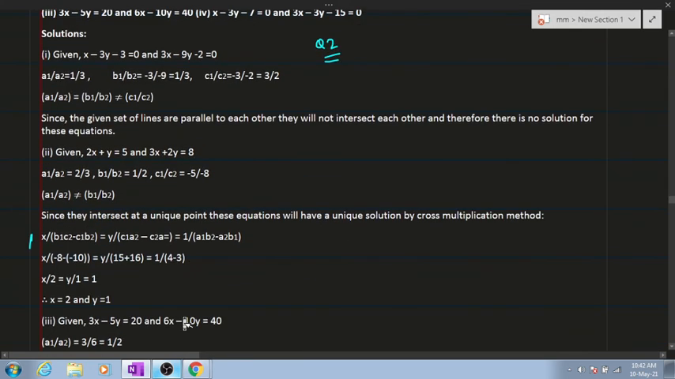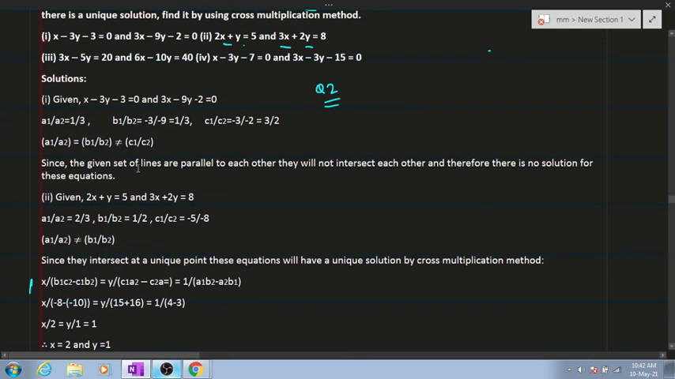In question number 1, you have to find solutions using cross multiplication only if the solution exists. So in question number 1 part 1, there will be no solution as the lines are parallel. We'll try and do question number 2. Clear? The first thing I told you is that everything should come to the LHS. So 2x plus y minus 5 is equal to 0, and 3x plus 2y minus 8 is equal to 0. These are our two equations, right?